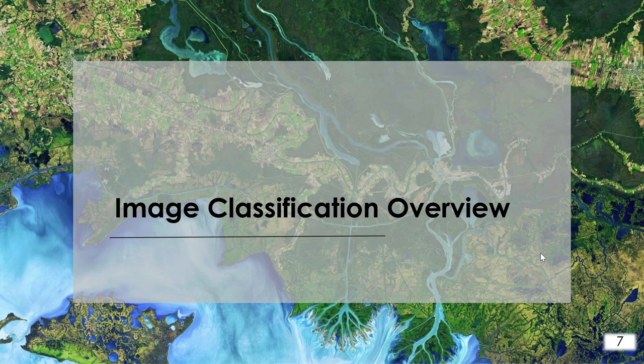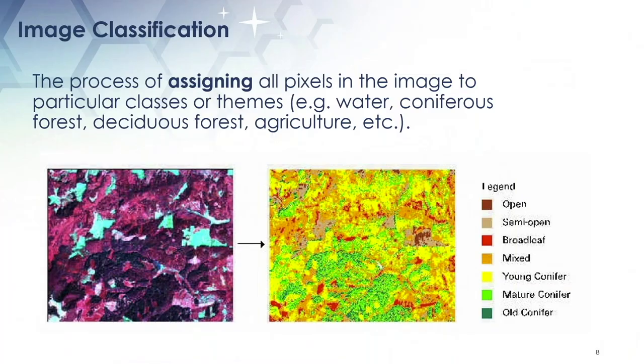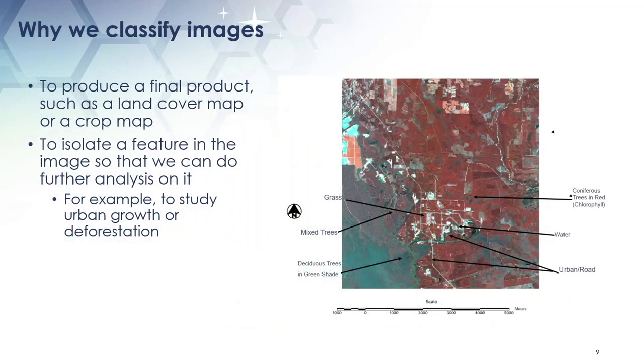our topic for today, classification. Remote sensing data is commonly used to assess land surfaces and the various land cover types. Image classification is the process of assigning all pixels in the image to particular classes or themes based on their reflectance properties. These categories could be things like water, forests, agriculture, urban areas, etc. The reason we classify images is to identify land surface categories on a large or regional scale. Once we've identified these different land cover categories, we can often do further analysis on specific land cover types, such as studying urban growth or deforestation.